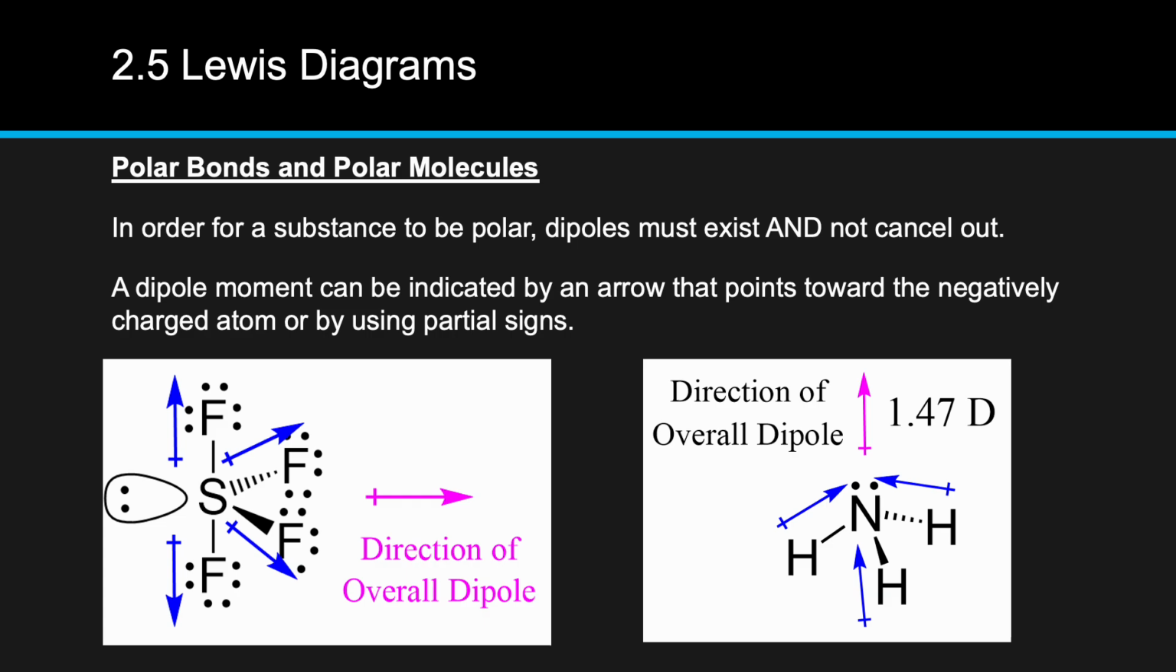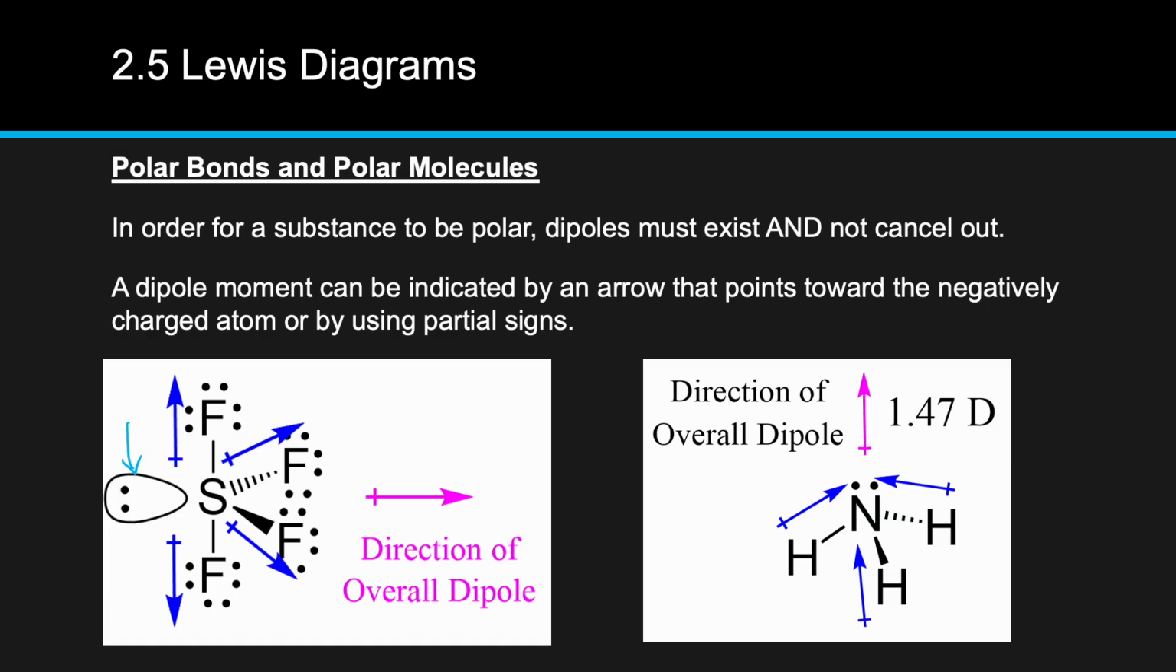So looking at this SF4 example on the bottom left here, we can see that the fluorines are very electronegative, so they're going to be pulling electrons away from that sulfur. But just remember, this lone pair on sulfur also pulls electrons. So that's going to be an unequal sharing of electrons, and our dipole is going to go away from that lone pair. So that would be a polar molecule.